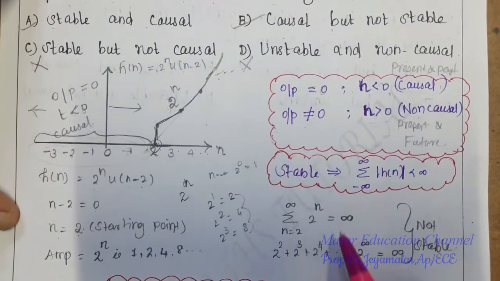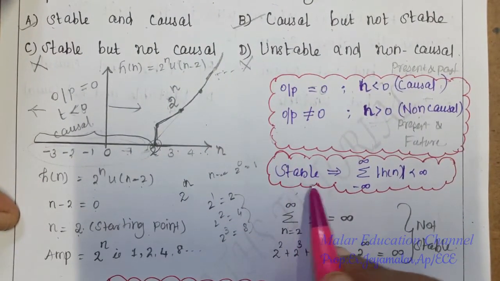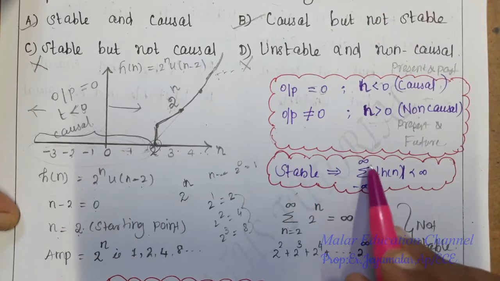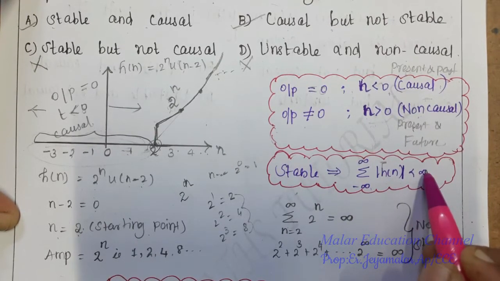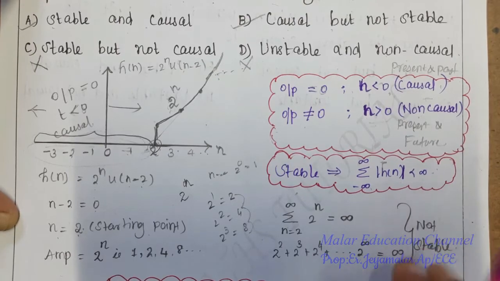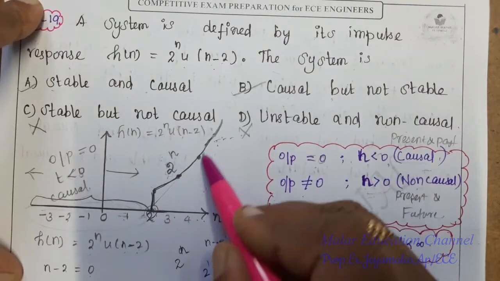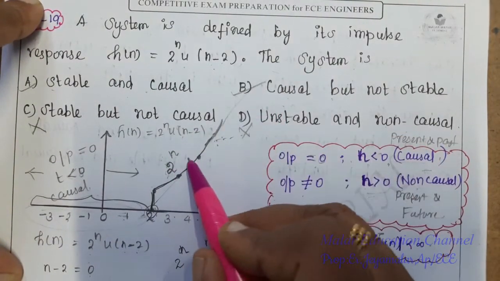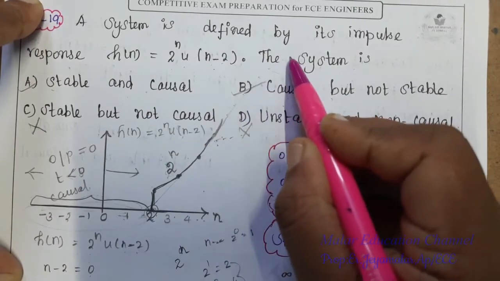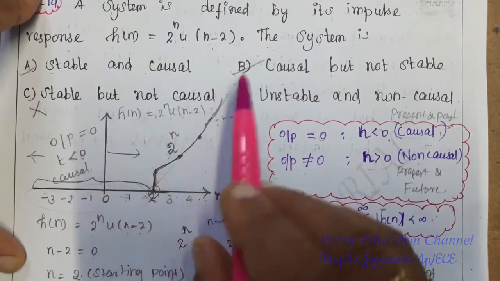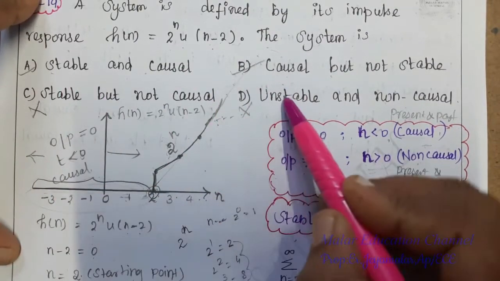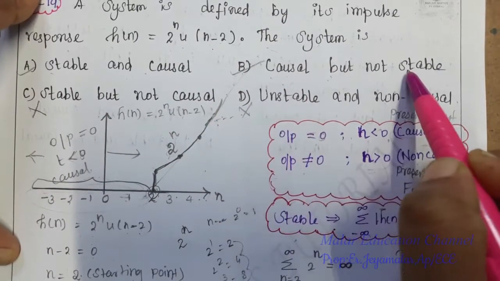Let's check whether the function is stable or not. The stability concept: the summation from minus infinity to infinity of the impulse response h of n must be less than infinity. We know this function goes to infinity because of the 2 power n term, going on to infinity. Hence the system is not stable. So the exact answer is option B, causal but not stable.